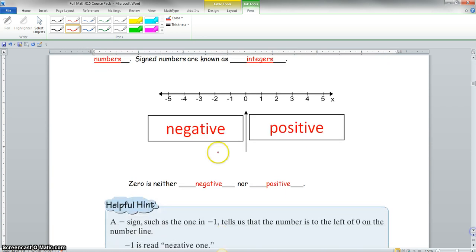Okay, now we come down here to this graph. If you notice here, to the left of 0 we have our negative numbers, and to the right of the 0 we have our positive numbers. 0 is neither negative nor positive.